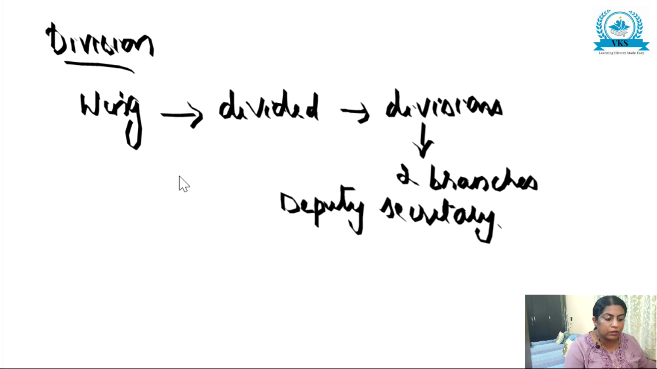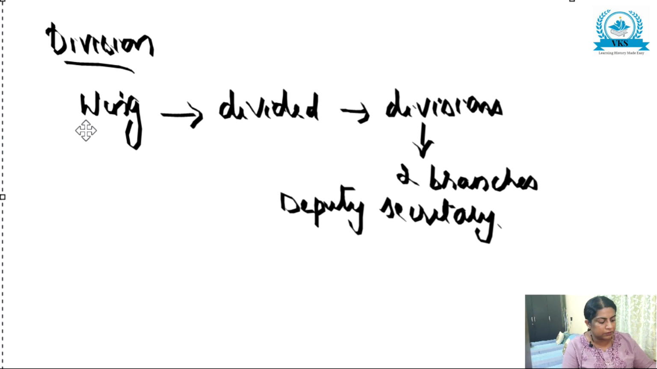That is, a wing of the ministry is divided into divisions. This is for the efficient and expeditious disposal of the business allotted to the ministry. Two branches ordinarily constitute a division, and these two branches are normally under the charge of a deputy secretary. So this is what we have to learn about division.